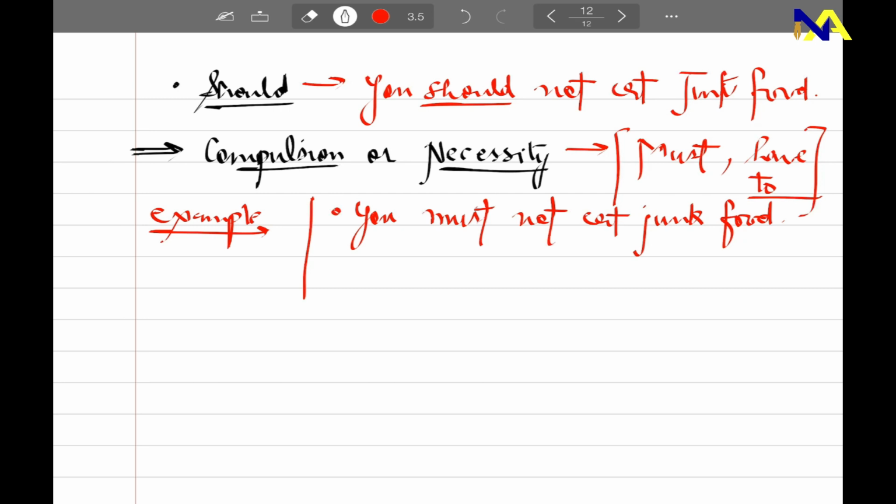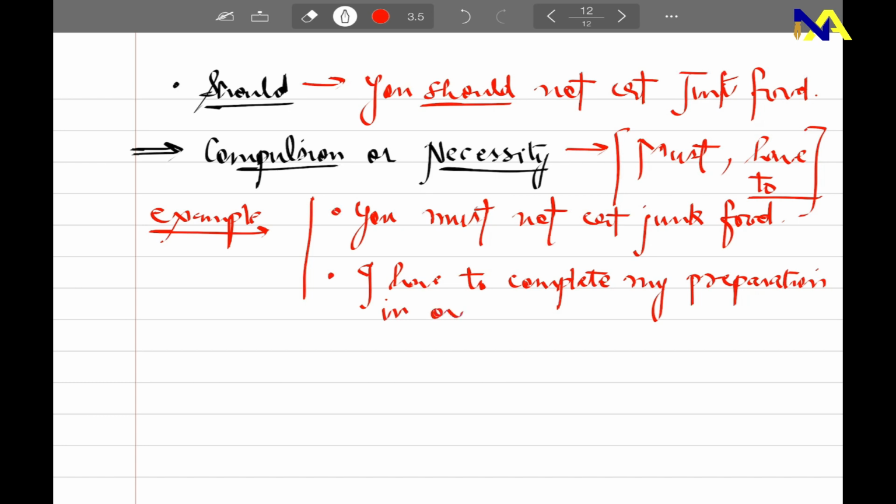Then similarly we said have to. Have to also shows a degree of necessity, like I have to complete my preparations in order to clear the exam. Here you see we are also in a necessity situation. So you see must or have to for that matter.